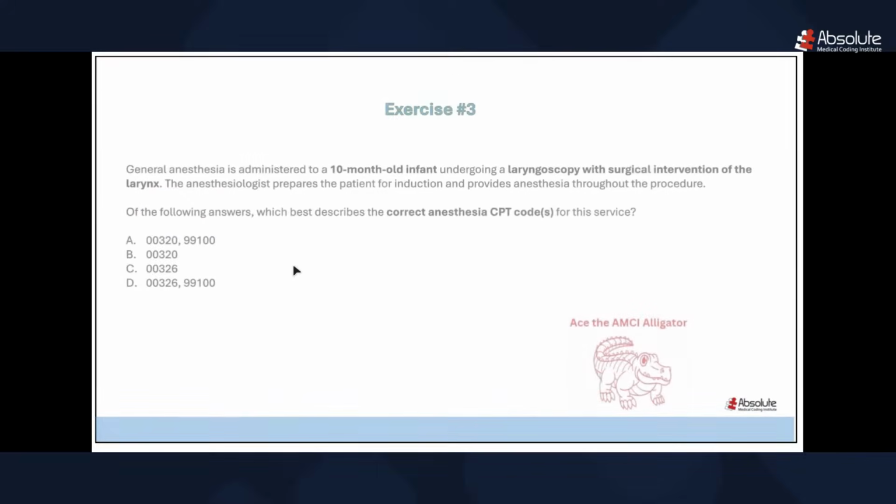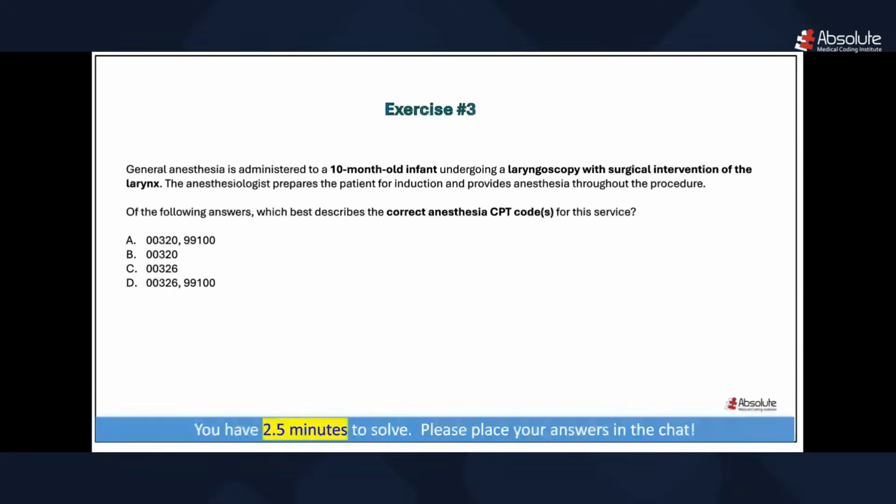Next, scenario number 3. Of the following answers, which best describes the correct CPT code for this service? Option A, 00320 99100. Option B, 00320. Option C, 00326. Option D, 00326 99100.